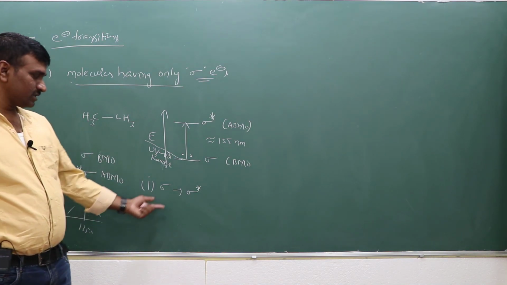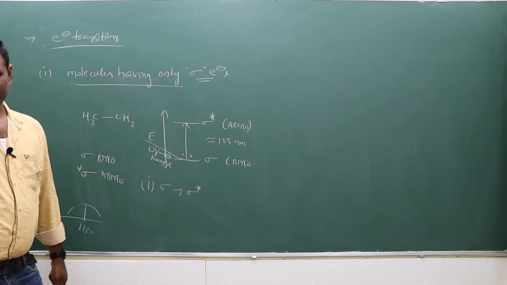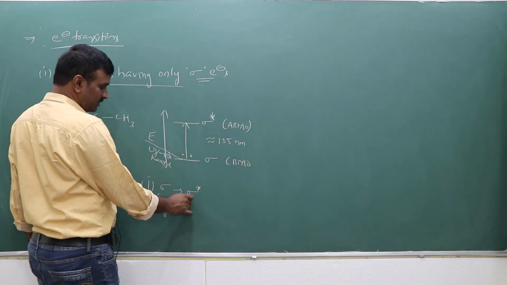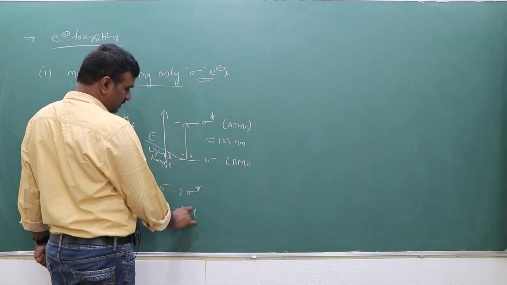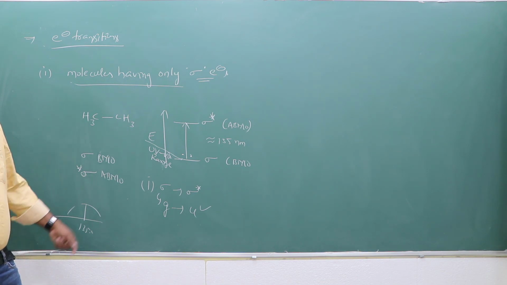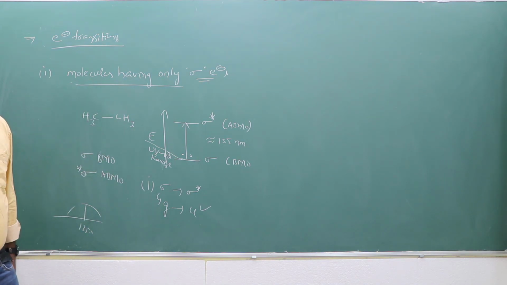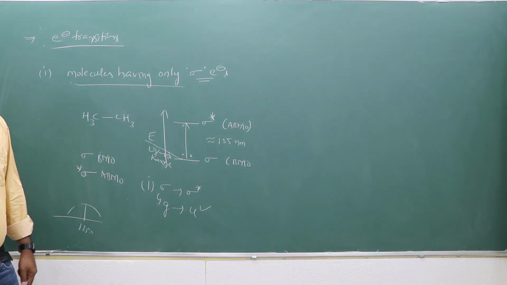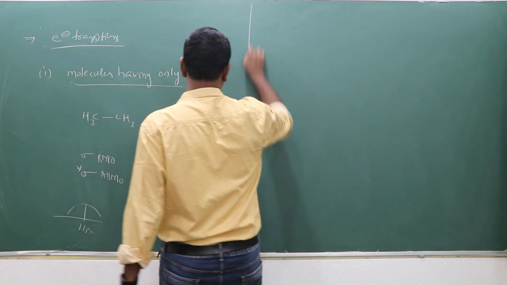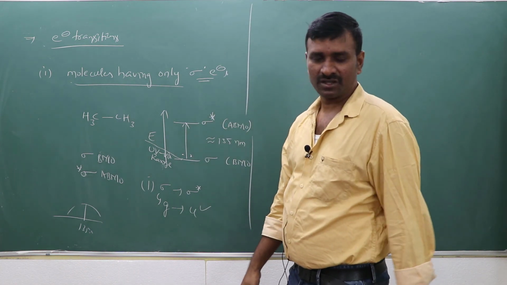Now here it is a sigma to sigma star transition, bonding to anti-bonding. So sigma orbitals are gerade, and sigma star is ungerade. Gerade to ungerade electron transition is possible, right? So if a molecule has only sigma electrons, whatever the molecule, which transitions are possible? Sigma to sigma star.